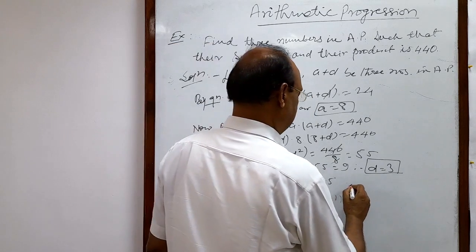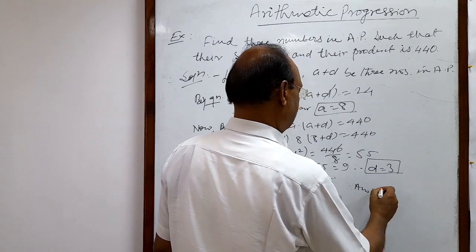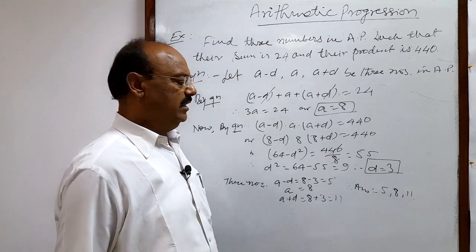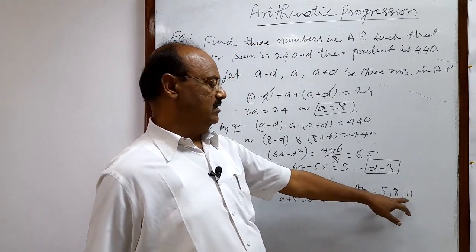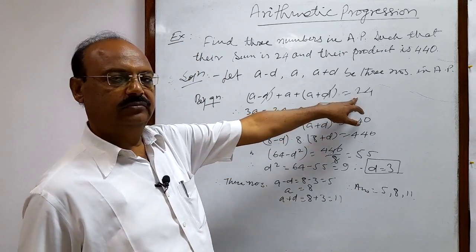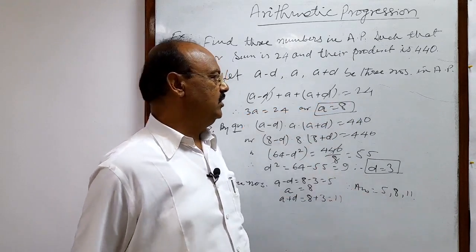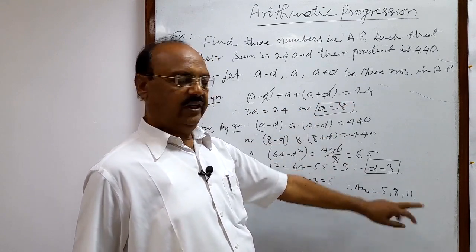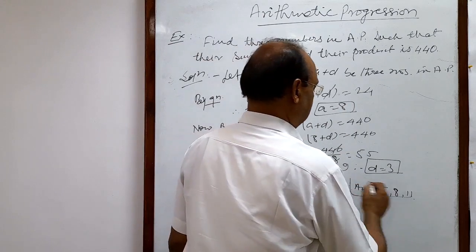So, what is the answer? The answer is here, three numbers are 5, 8 and 11. Now, you can check, you can verify the answer, that the sum of these three numbers will be how much? 24. 5 plus 8 plus 11 is 24. And the product of these three numbers, you can check, will be equal to 440. So, this is the answer.